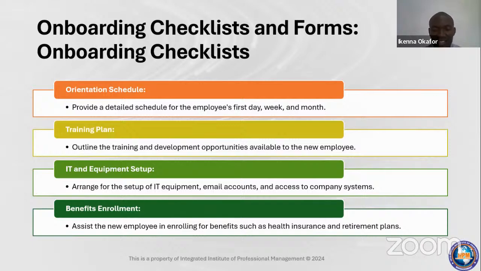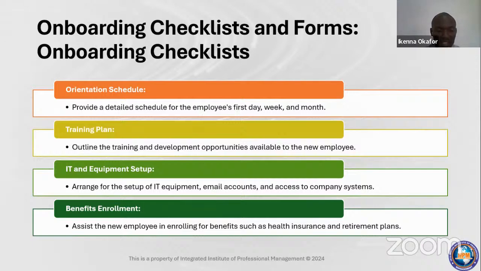Email: creation of an email address, and access to company systems. All this should be in your checklist, so that when it's done, it is ticked, and whoever is doing it should sign off on it. And the same thing applies when the staff is exiting, which we're going to see.